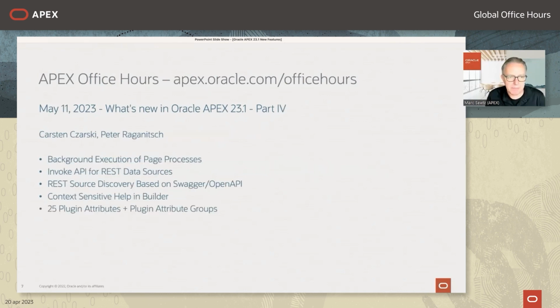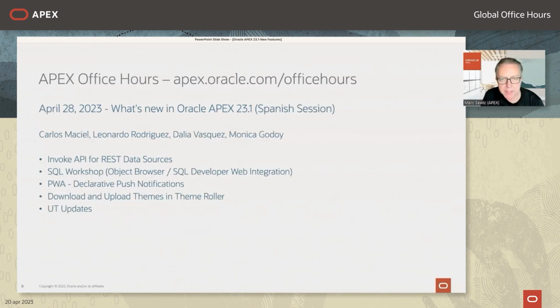And then on May 11th, we're going to have part 4. Carsten and Peter Raganitsch are going to talk about background execution of page processes, invoking APIs for REST Data Services, REST source discovery based on Swagger and OpenAPI, then context-sensitive help in the builder, and the extension of plugin attributes. Also, next week, we're going to have an Apex Office Hours in Spanish. Carlos, Leonardo, Dalia, and Monica are going to cover Apex 23.1 new features in that session as well.